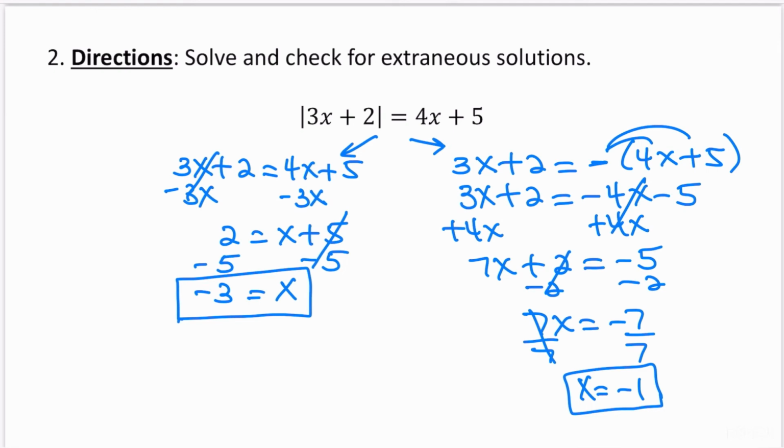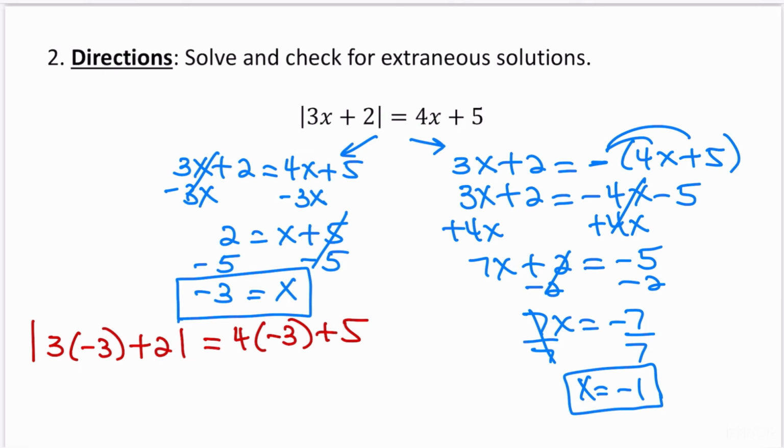So far, I need to go back and check, just to make sure that I don't have any extraneous solutions. Let's go ahead and do that. So we're going to start with negative 3 and we're going to substitute it. I get the absolute value of 3 times negative 3 plus 2 in absolute value, and I'm going to check to see if that's equal to 4 times negative 3 plus 5. Notice that when we substitute, you always go back to the original problem and you substitute there.